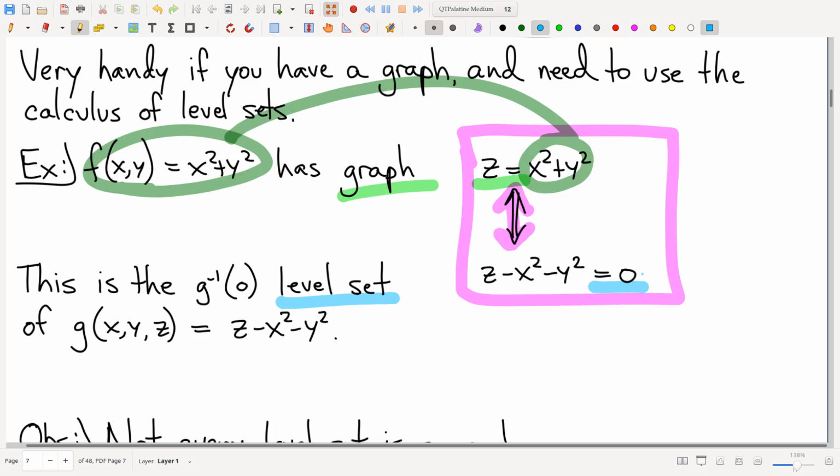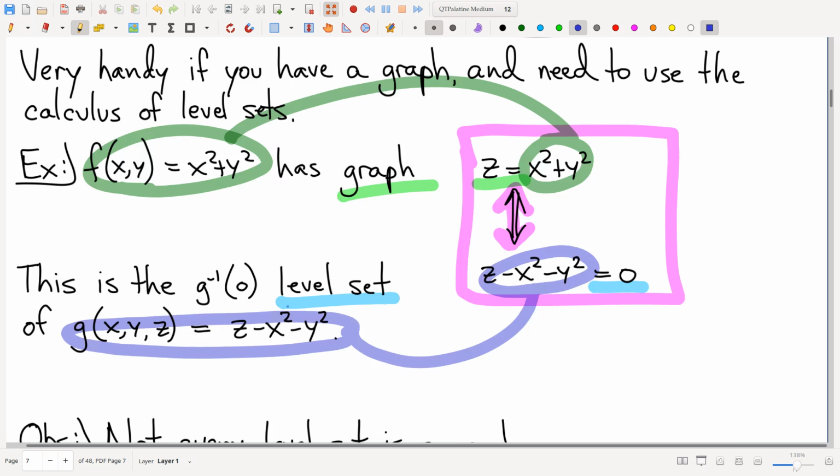It is a level set, and specifically, it is a level set of that function. So if you want to understand this surface, whatever that surface is, we'll come to that in a few minutes actually, you can apply the calculus of graphs to this function, or you can apply the calculus of level sets to this different function.